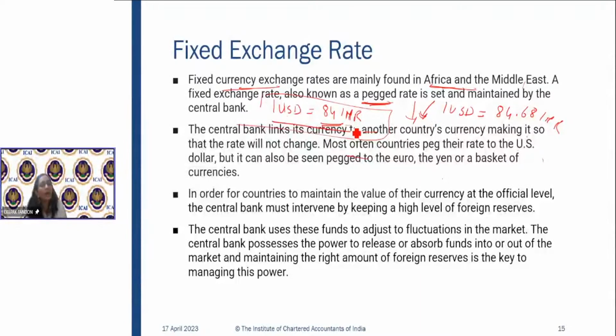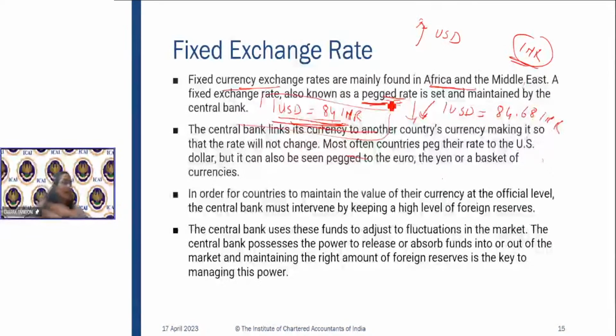Why? Because your INR is becoming weak. Why is INR becoming weak? Because there is dollar outflow. Dollars are going out of your country, and that is why your INR is becoming weak. Since your INR is becoming weak, and since you have already freezed it at 1 USD equal to 84 INR, what does the Reserve Bank of India have to do? It has to buy more dollars and pump them into the economy so that the rate comes back to 84 INR. So in the fixed exchange rate, the central bank has to only take care that this rate is maintained. It should not go up, it should not go down. That is what a pegged rate is.